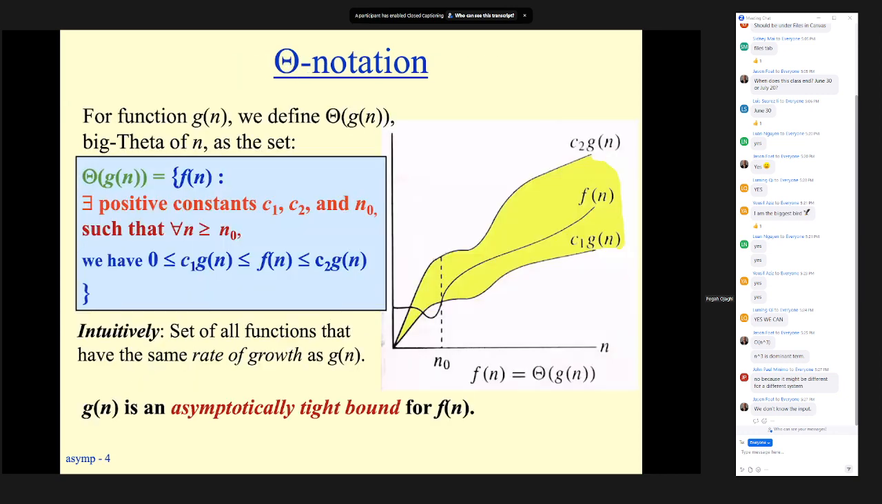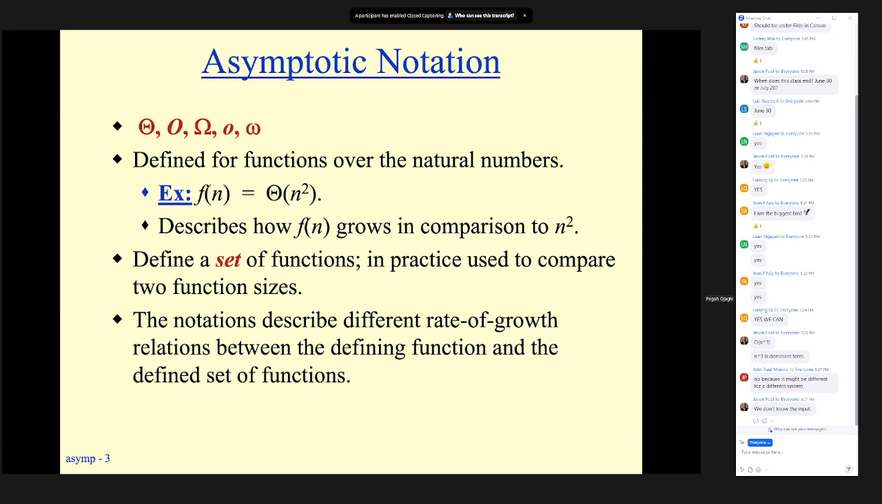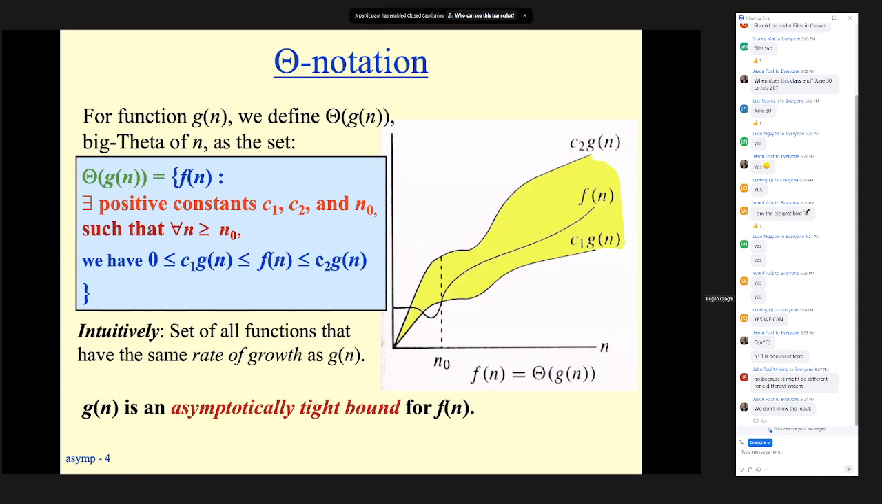So let's talk about the first important one, which is theta notation. When I say this algorithm is theta of n squared, what does that really mean? What does that give me? Say the function g of n is n squared or n cubed or anything. We define theta of g of n, big theta, as this set.